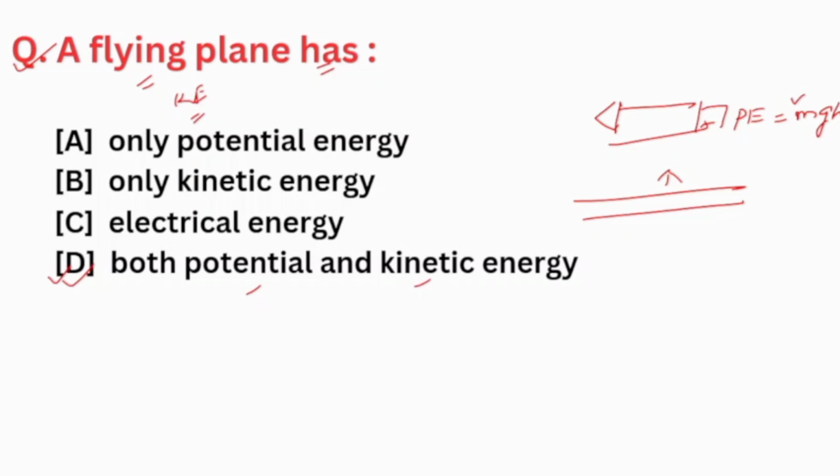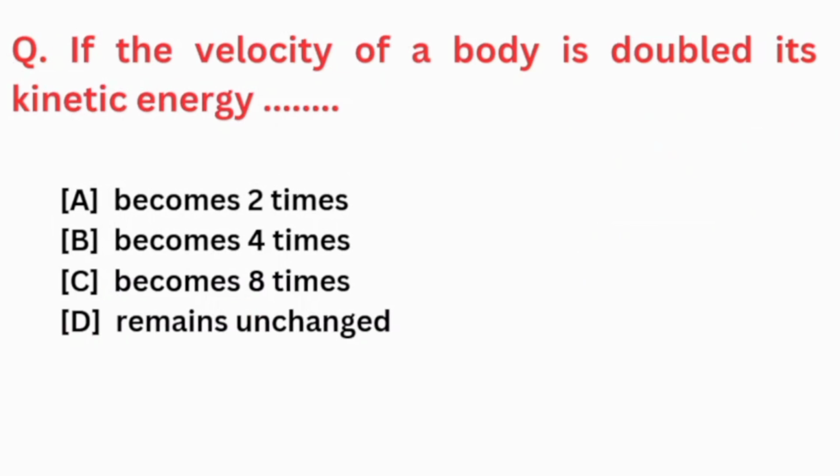M is the mass of the body, g is the acceleration due to gravity, and h is the height at which the object is placed from the ground. So due to height of the plane from the ground, it has potential energy. So we can say a flying plane has both potential energy and kinetic energy. Understood? Let's move on to next question.